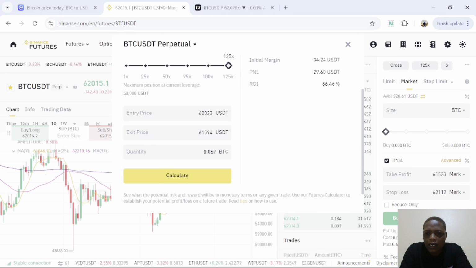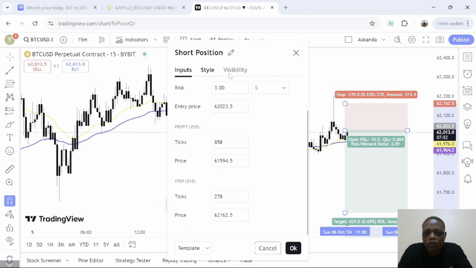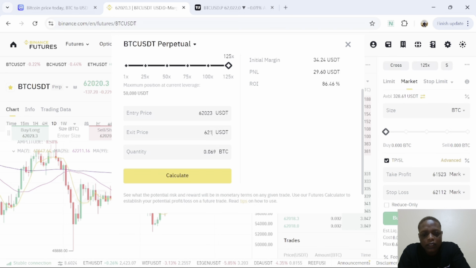So now let's enter our stop loss. So we enter our stop loss here. For me to enter my stop loss, I'll just scroll down. You see we have our stop loss being 62,162. Then we click on confirm. So if the trade doesn't go well, we are going to lose $9.